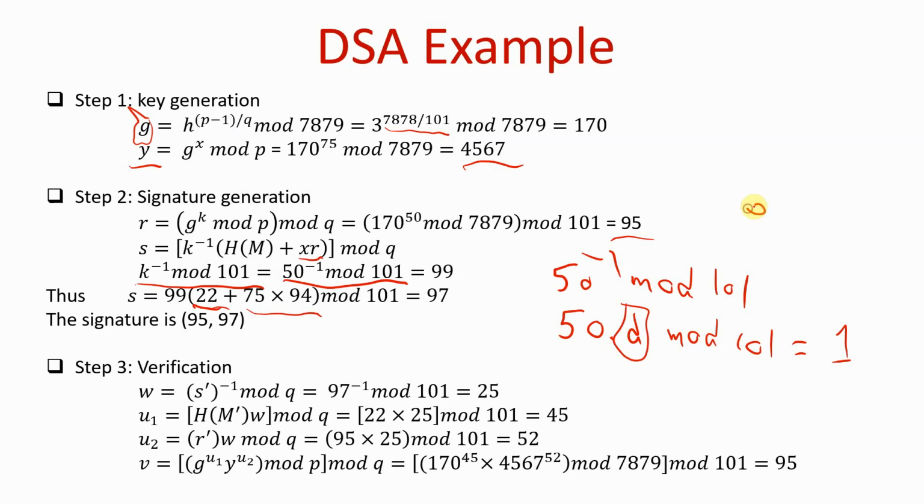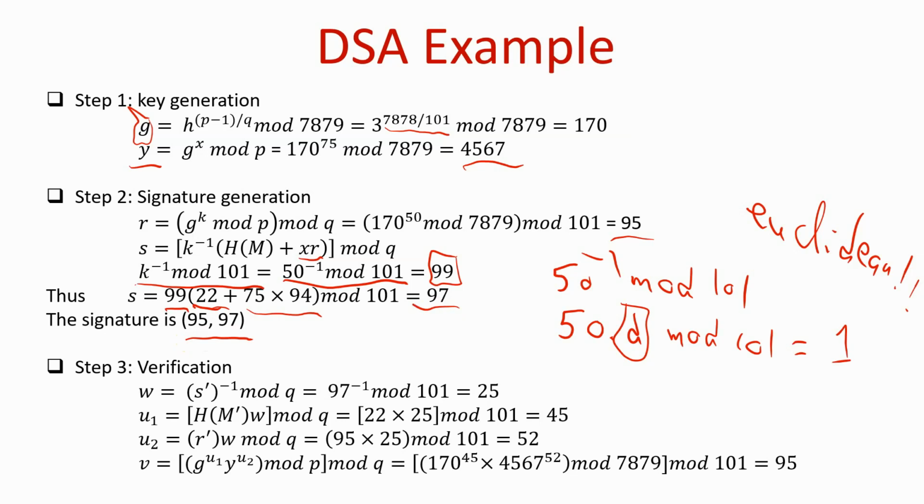And we know that if you use the Euclidean algorithm, you can actually find the value of d easily in this case. So that's basically what you do. You use the Euclidean algorithm to find the d such that 50 multiplied by d mod 101 is equal to 1. And in our example, the result will be 99. So 99 is the multiplicative inverse of 50 mod 101. So you take 99, you multiply it here by this value, 22 plus 75 multiplied by 94, you take mod 101, the result is 97. And so the signature is 95 and 97. This is R and S.